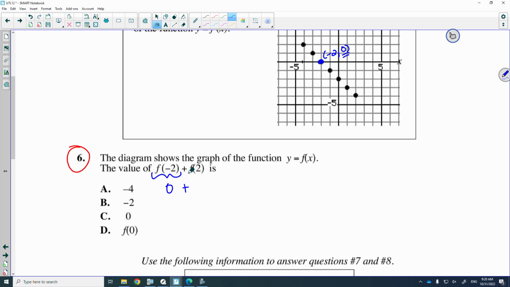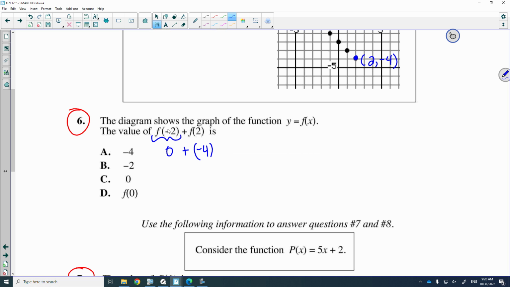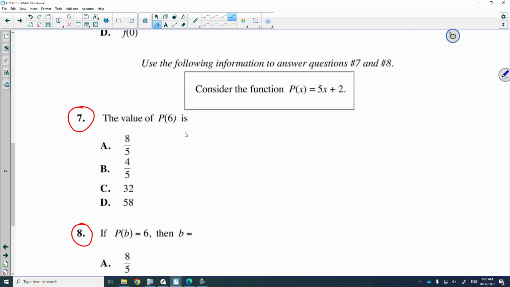Then it wants you to calculate what f of 2 is. So now find which coordinate represents f of 2. So that would be down here. What would f of 2 be? Sorry, -4. So 0 plus -4 is how you'd be doing that question. You're calculating this and this separately, and then it wants you to add them together. Okay, number 7.